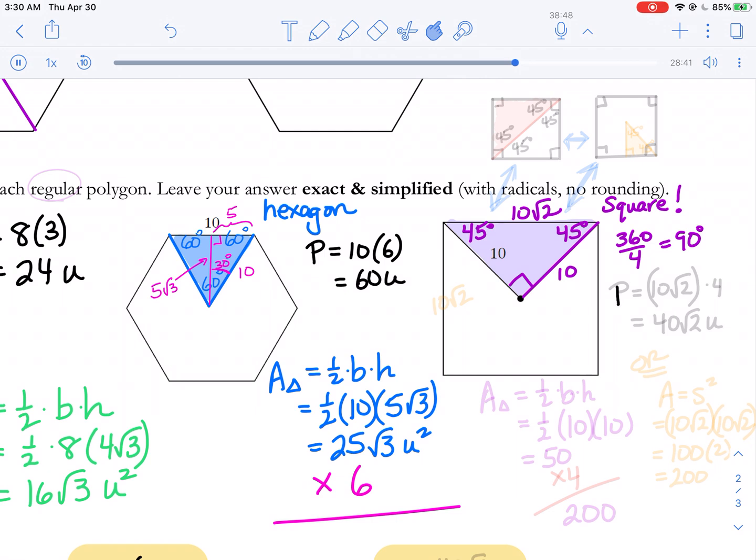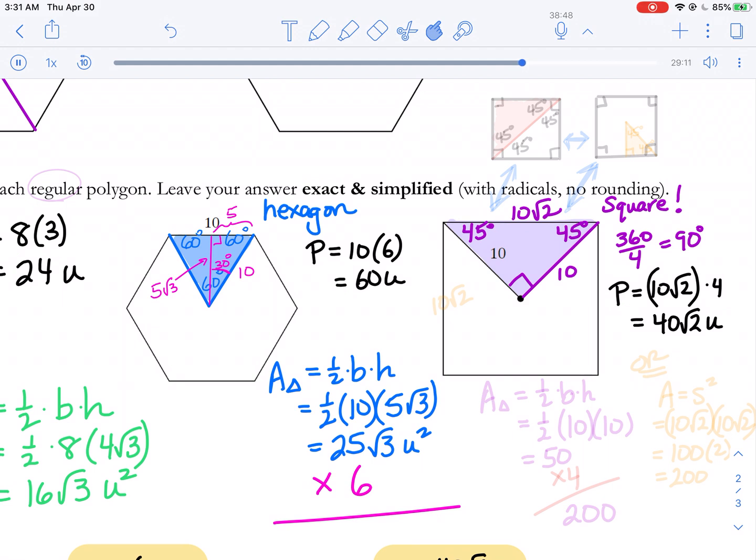Let's do perimeter first. Perimeter is almost always easier. 10 root 2 multiplied by 4 is 40 root 2. Okay, so our perimeter is 40 root 2. Now, you can approach this the same way that we just did with the hexagon. You can find the area of that triangle, then multiply, or you can just do side squared. So I'm going to do it both ways just so you see that you have options there.